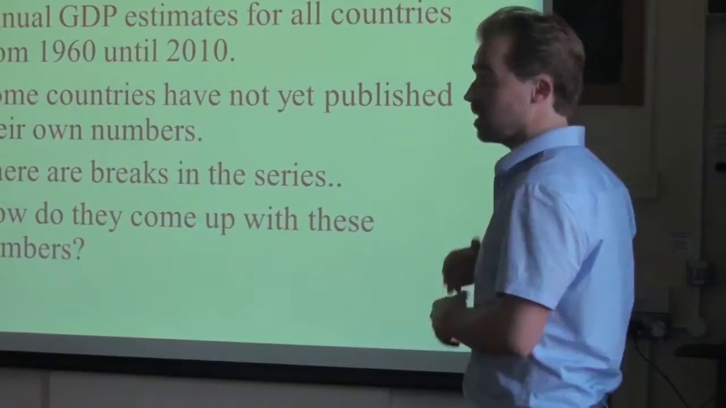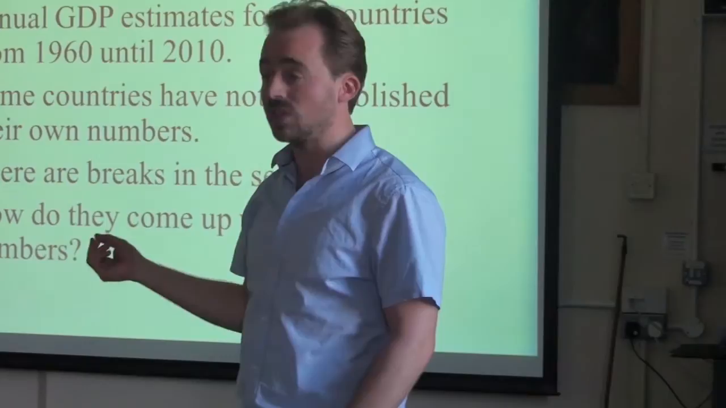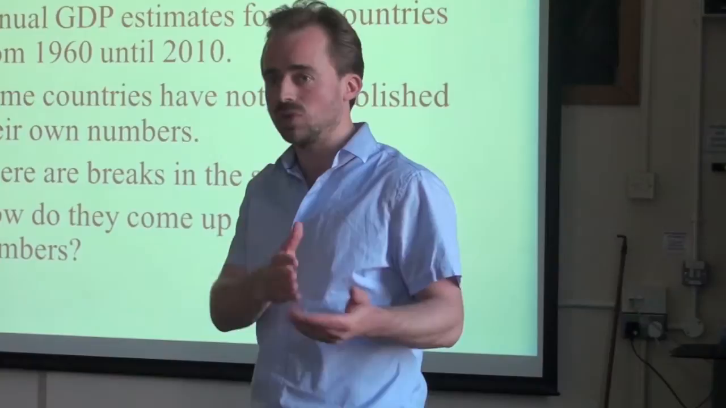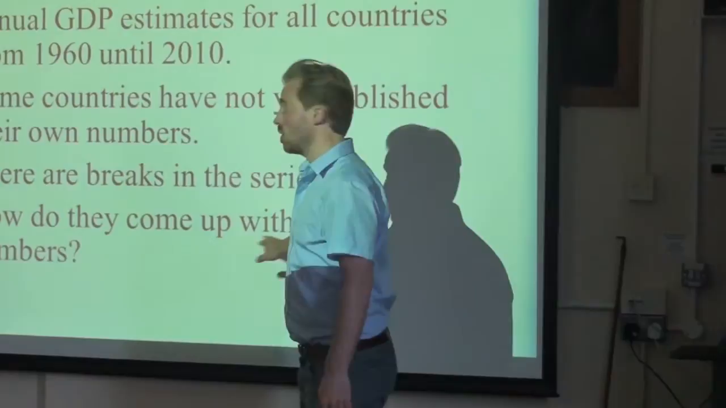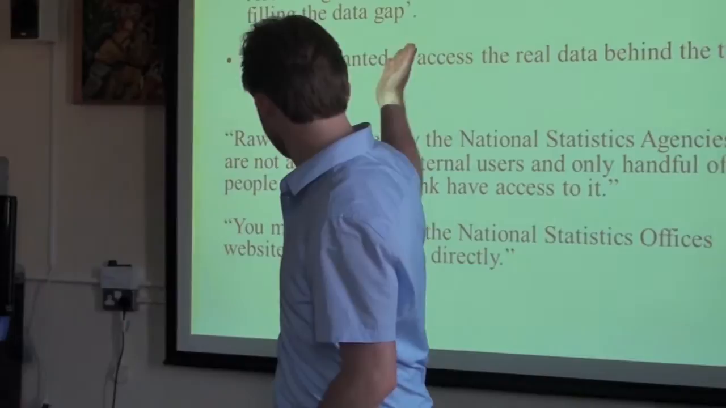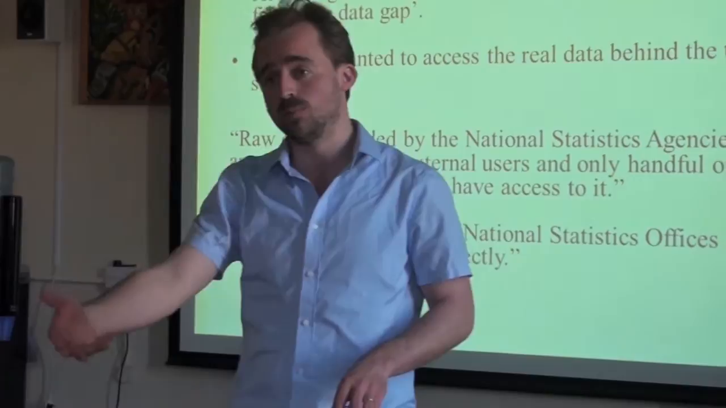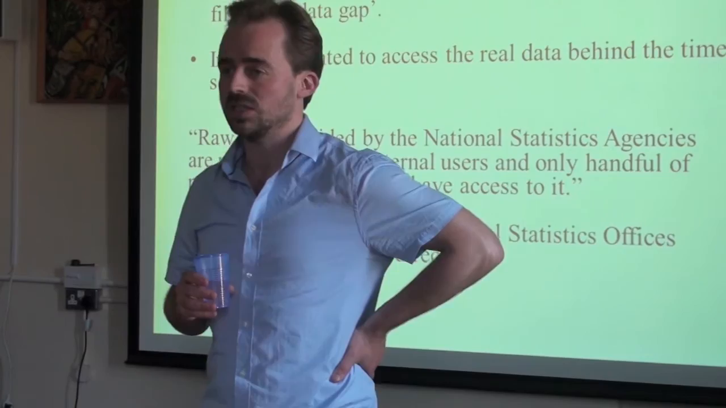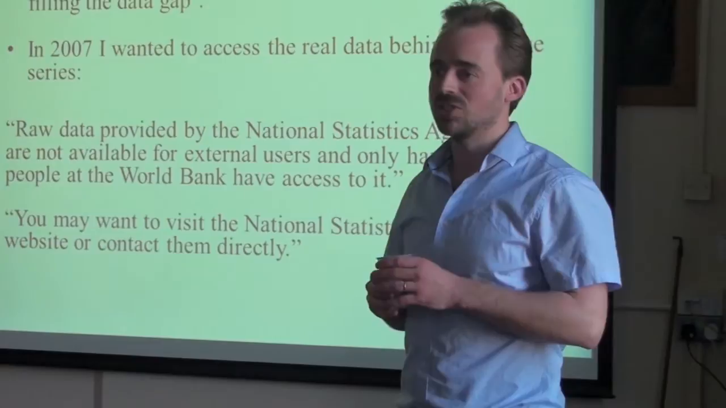There are breaks in this series. I would like to know, what did you do with the extra half of Ghana? When did you add it? Did you add it to 1994? Where did you put it? And so forth. I wanted to know, basically, how do they come up with these numbers? This is where I started, because I emailed the World Bank in 2007 and asked, how do you come up with these numbers? How do you harmonize this series? Then they said, oh, it's all written down in the data manual, which is a very interesting document, but I nevertheless went through it.